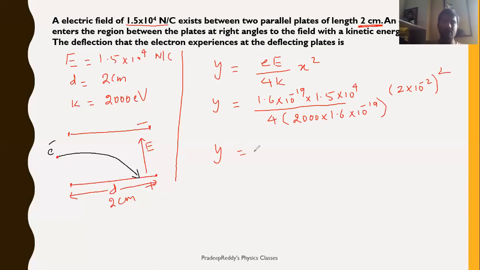Now you should evaluate this total mathematical part. Evaluating that, you will be getting the answer. Y is equal to 0.75 millimeter will be the answer. If you calculate this total, you will be getting this 0.75 millimeter.